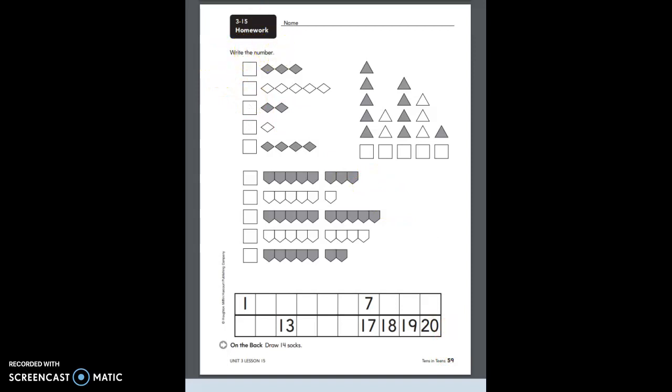And we are going to write the number. So we're going to write the number of shapes that you see in gray, and we're going to try to subitize. And subitize means that we are looking at a group of pictures or shapes or colors, and we are able to see how many there are without counting one by one. So I see a group of 3. So you're going to write 3.